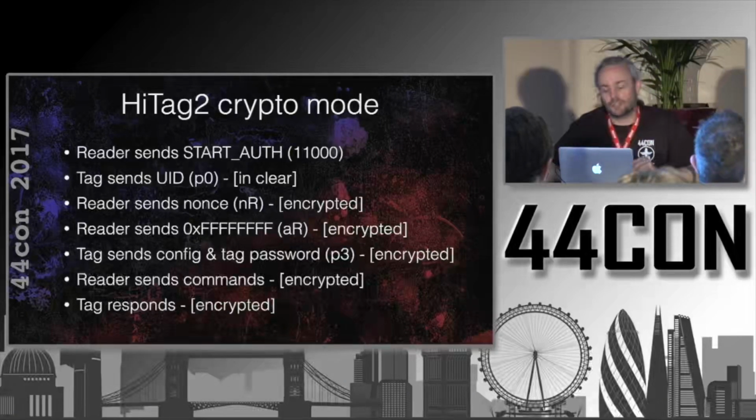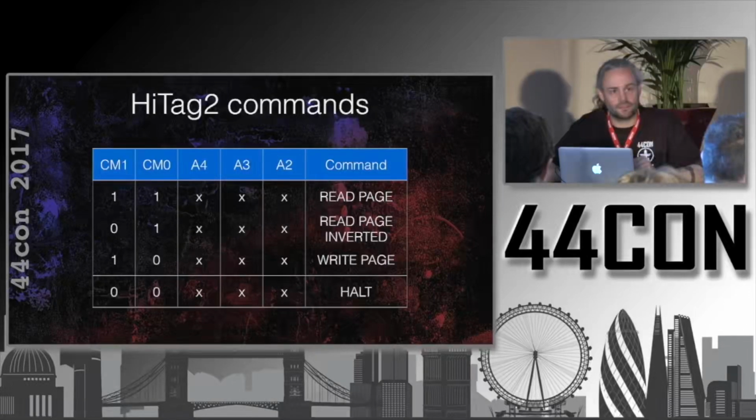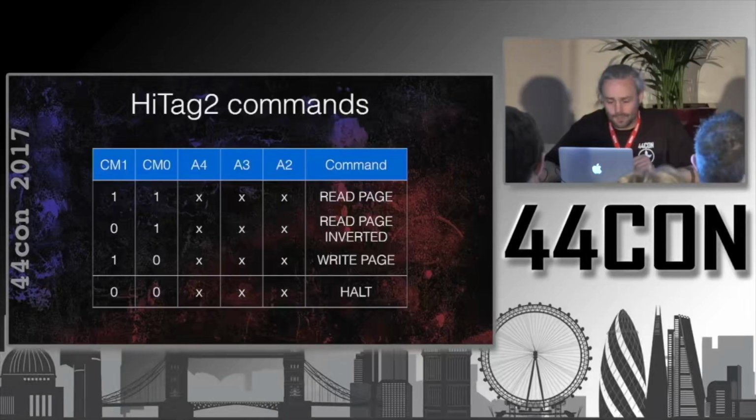So as you go through the process, we get to the commands at the bottom, HiTag2 commands. I talked about this yesterday, so I'm going to go through this quickly. There are 4 commands, 2 of them are read commands. CM0 is a 1 if it's a read command. A2, 3 and 4 make up the page number that we're going to read or write.